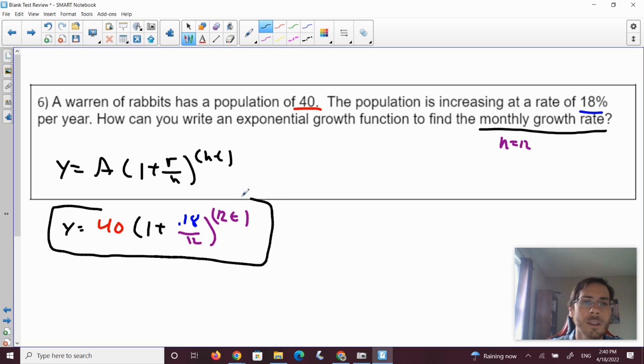So we just had to get the growth rate. My 12 doesn't look like a very nice 12, so I'm going to fix that. I don't know, it kind of looks like an R to me. So 12t. All right, there we go. And that's it. That's all we want to do, just write the exponential growth function. So that's what we want to do for growth.